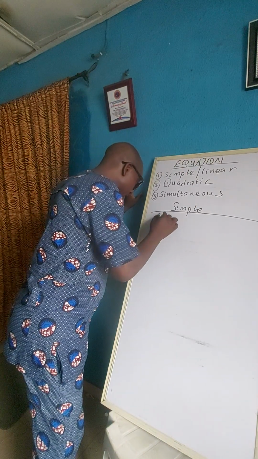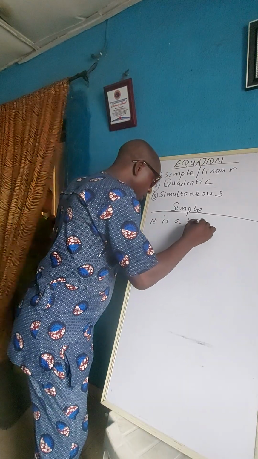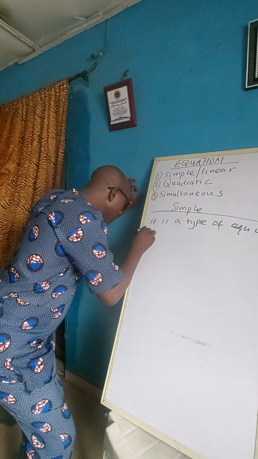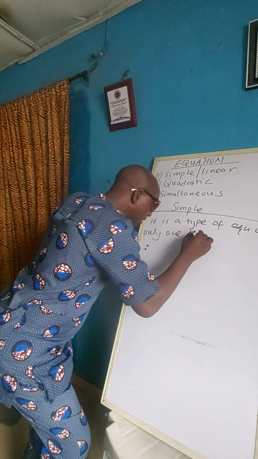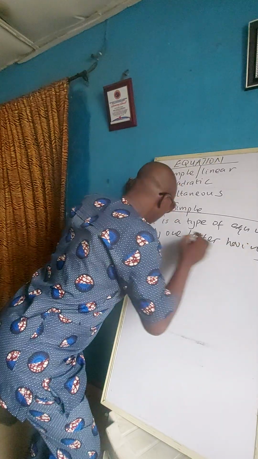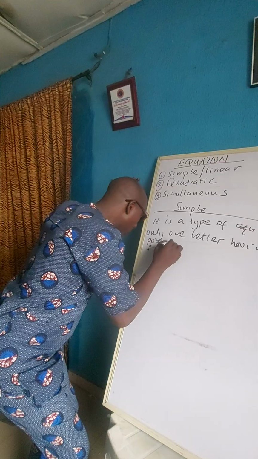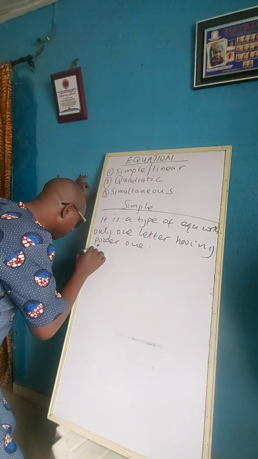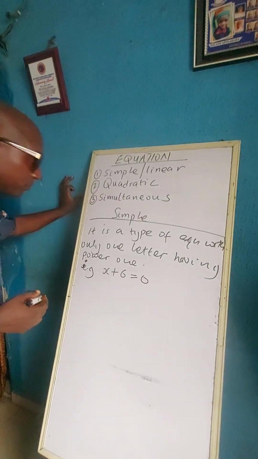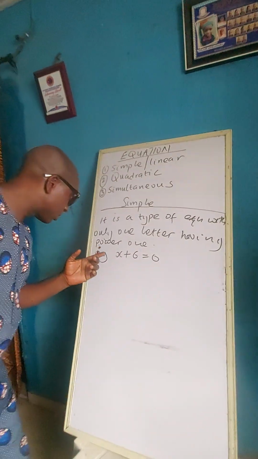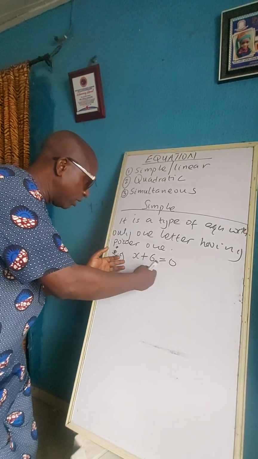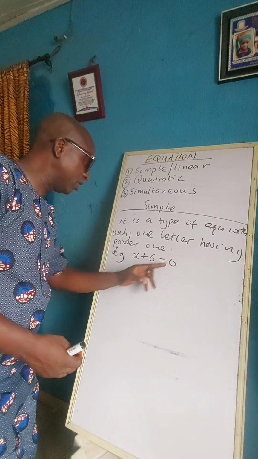It's a type of equation with only one letter having power 1, e.g. x plus 6 equal to 0. x is one letter together with a number. That is why it is called algebra with an equality sign.